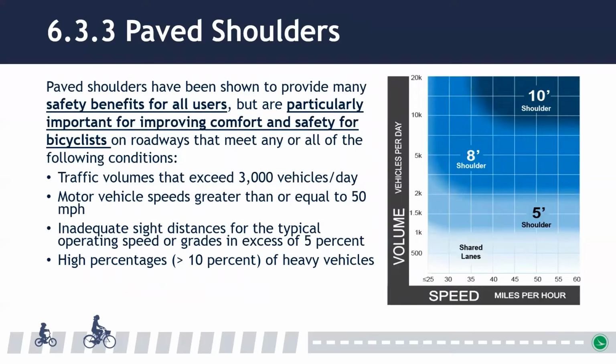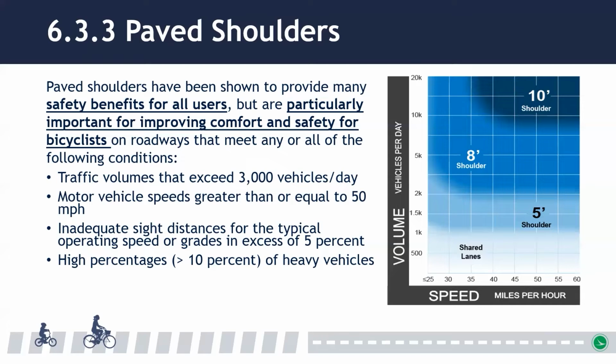In 6.3.3, paved shoulders are discussed. Paved shoulders have been shown to provide many safety benefits for all users, but are particularly important for improving comfort and safety of bicyclists on roadways that meet any or all of the conditions shown here. Traffic volumes that exceed 3,000 vehicles per day, motor vehicle speeds greater than or equal to 50 miles per hour, inadequate sight distances for typical operating speeds or grades in excess of 5%, and high percentages of heavy vehicles.